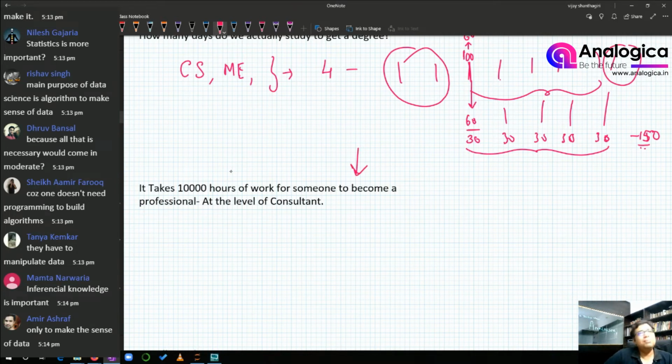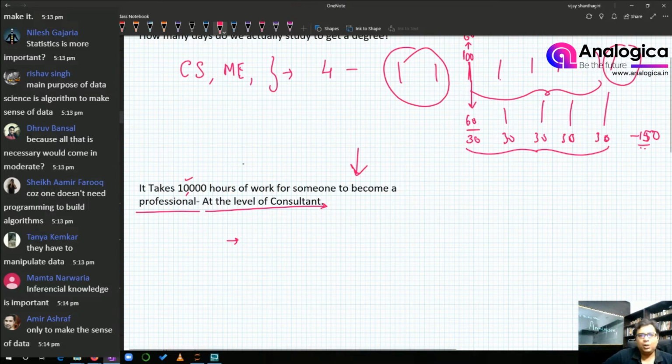But to become a professional at the level of a consultant, someone who consults, a domain knowledge expert, right? It's said that you require 10,000 hours of work to become this. 10,000 hours, literally 10,000 hours. It depends upon how many hours you can give every day. Based on that, you can calculate how many years it will take for you to become an expert in something.